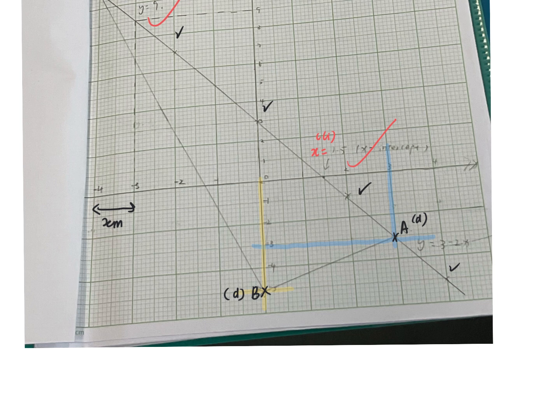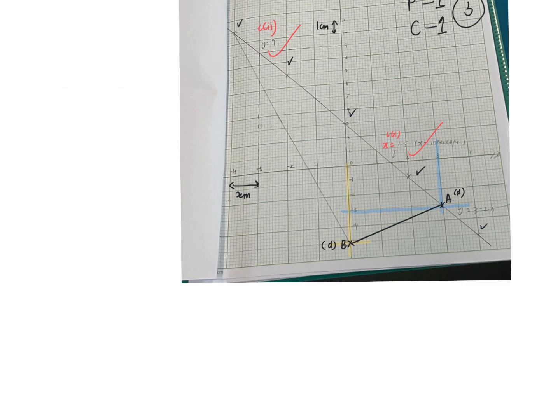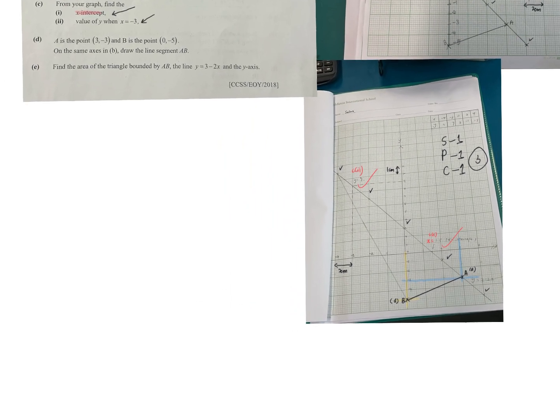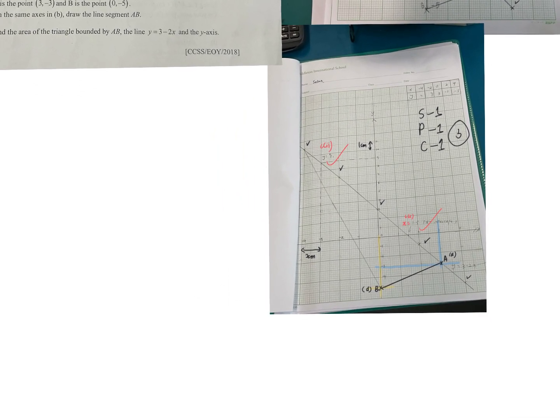Lastly, they say draw the line segment from point A to point B. So draw it out. Don't stop there. Lastly, they say, can you find the area bounded by the line AB? This is the line AB. Let me use green. The line that you drew, as well as the y-axis. So the question is asking you to find the area of this part.